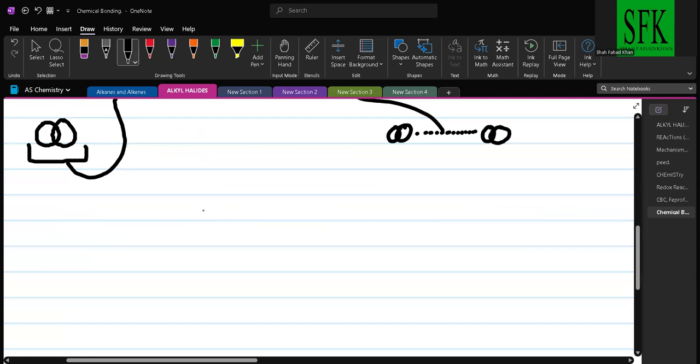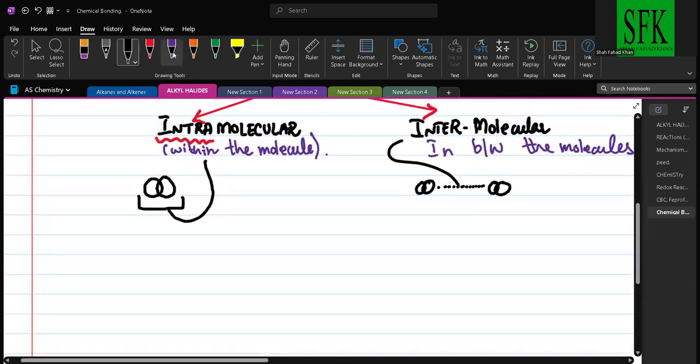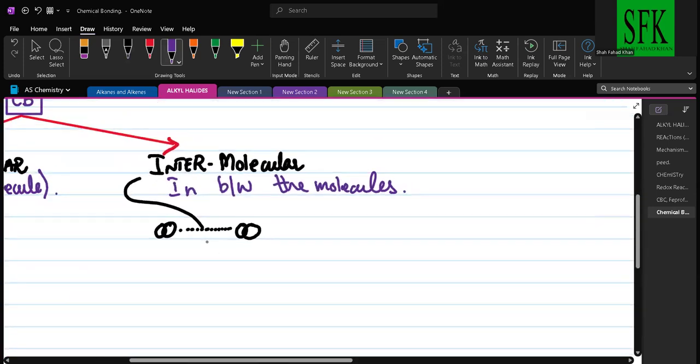Okay, now intra and inter have their own types. Let's talk about the intermolecular bond types. Intermolecular bonds include the following. You must know the names of all of them. The first type is called hydrogen bonding.